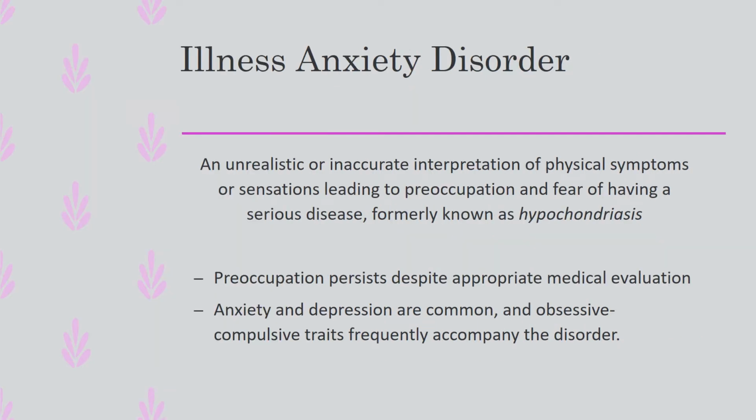The next disorder that we're going to talk about is illness anxiety disorder. Illness anxiety disorder is formally known as hypochondriasis, and it's an unrealistic or inaccurate interpretation of physical symptoms or sensations, which leads the person to become obsessive or fearful of having a serious disease. Usually, the difference that is easy to pick up on between this one and somatization disorder is that you have the documented proof that there is no sort of disease process happening. However, the preoccupation with the symptoms is going to persist despite any sort of medical evaluation.